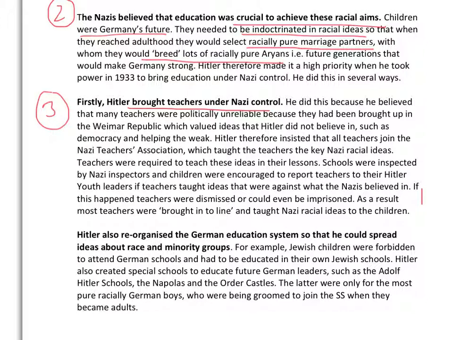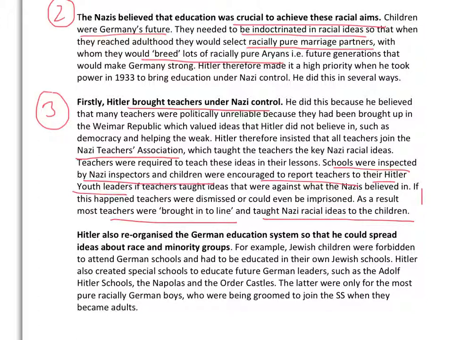Now that was one of the prompts in the question. So you were given the information about the Nazi Teachers Association. Schools were inspected, Nazi inspectors and children were encouraged to report teachers to their Hitler Youth leaders. So here you're developing the prompt, you're not just repeating what the prompt in the question had said for you.